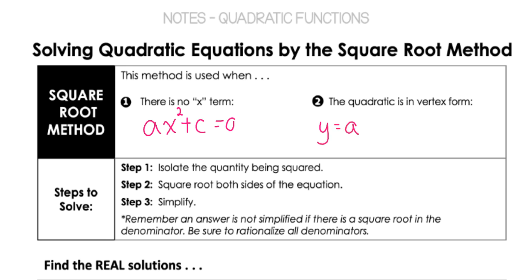So remember, vertex form looks like this. And so we can isolate that x value using square roots. So the steps to do this are to isolate whatever's being squared. So the x part, we're trying to get it alone using our inverse operations. And then once we get that part that's being squared isolated, we're going to square root both sides and simplify anything. So remember, to simplify, there cannot be a square root in the denominator of a fraction, and they need to be rationalized to do that.